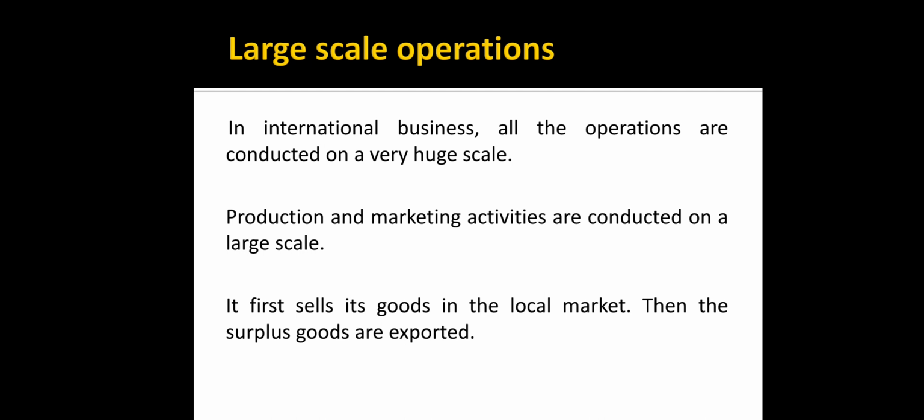Then it first sells its goods in the local market, then the surplus goods are exported. In international trade, before selling a product in an international market or in another country, any organization sells the product in the home country, and whatever surplus product they have, they sell in the international market. So if they have to capture the internal as well as the external market, they have to produce that product in a large quantity. That is the first feature, large scale of operation. It is very obvious, if any organization has to enter the international market, they have to produce a product in a large quantity or on a large scale.